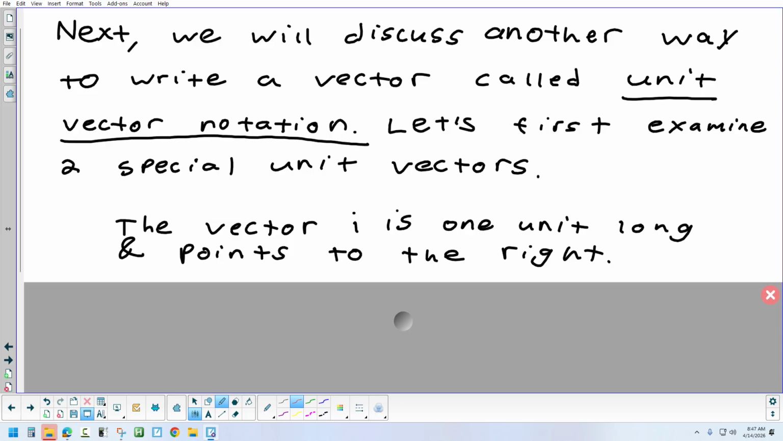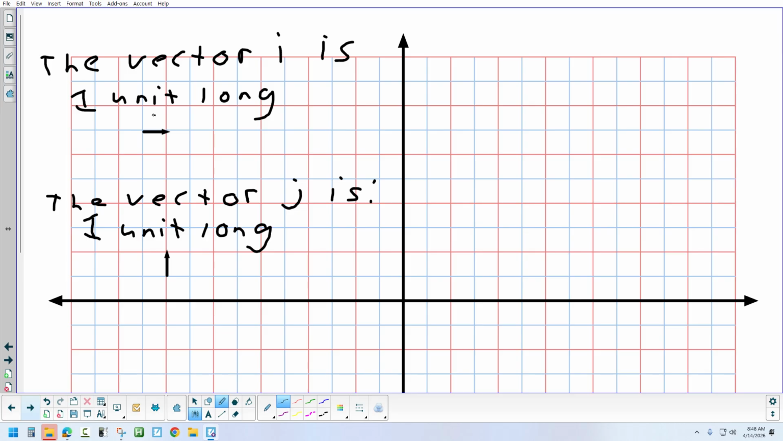Okay. The first vector is i. So when we're talking about vectors, i is a special name. We can't use i when we want to name one of our vectors, because i means something special. And i is always a vector that is 1 unit long and points to the right. Always. So that's always what i has to be. 1 unit long and it points to the right. Okay. i looks just like that.